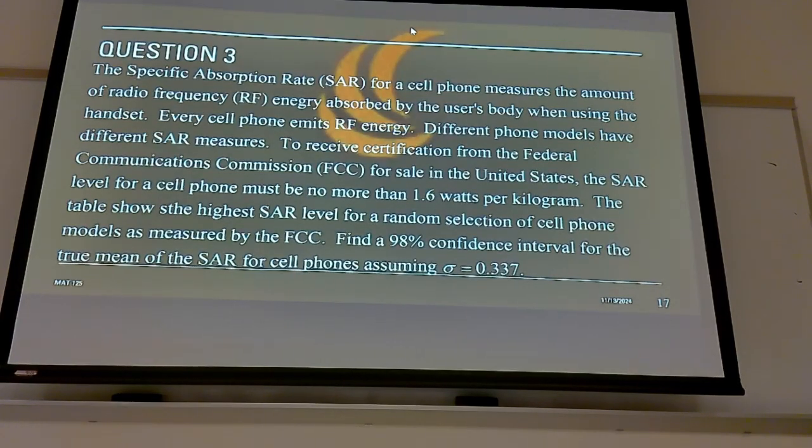Specific absorption rate for a cell phone measures the amount of radio frequency energy absorbed by the user's body when using the handset. Every single cell phone emits radio frequency energy. So different phone models will have different SAR measures. To receive certification from the Federal Communications Commission for sale in the United States, the SAR level for a cell phone must be no more than 1.6 watts per kilogram.